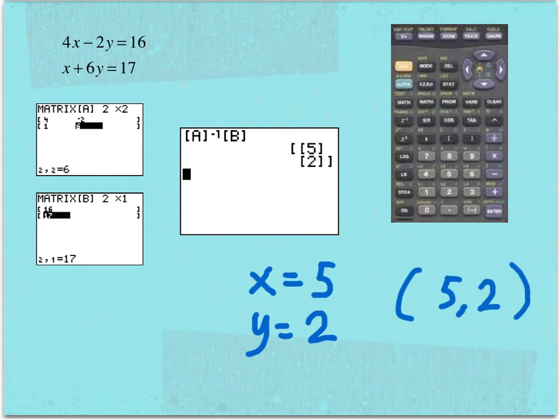Now this works especially well when we have some real nasty numbers that are a solution to a system where it might be difficult to find them by graphing or by the other algebraic means. So solving a system using matrices is just another tool in our arsenal for solving these systems of equations.